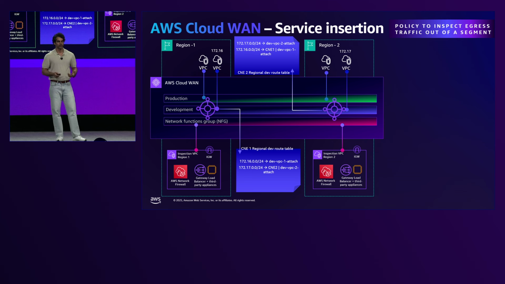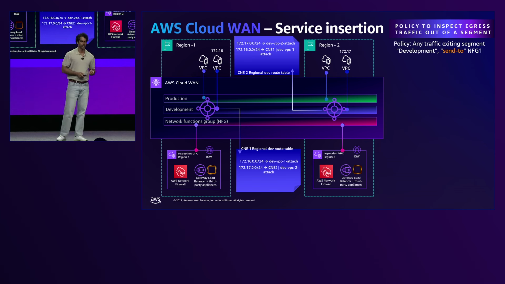Next, I need to write a policy which tells Cloud WAN to inspect traffic between prod and dev. So this is how the policy goes. Any traffic exiting segment development, send to network function group 1.